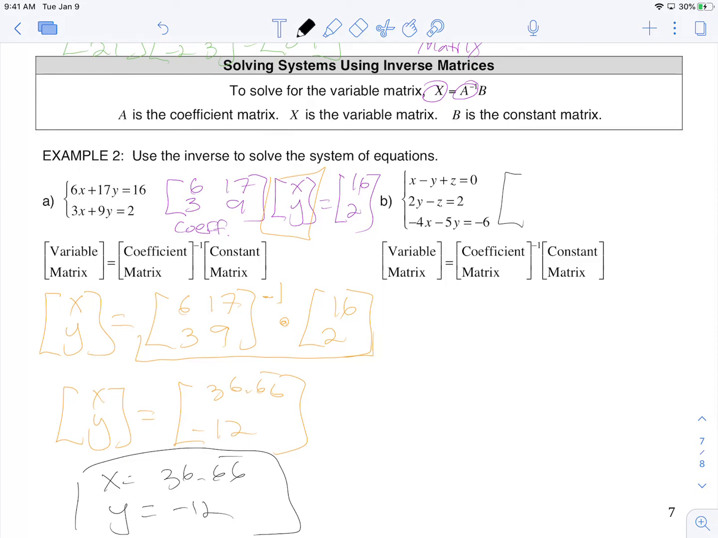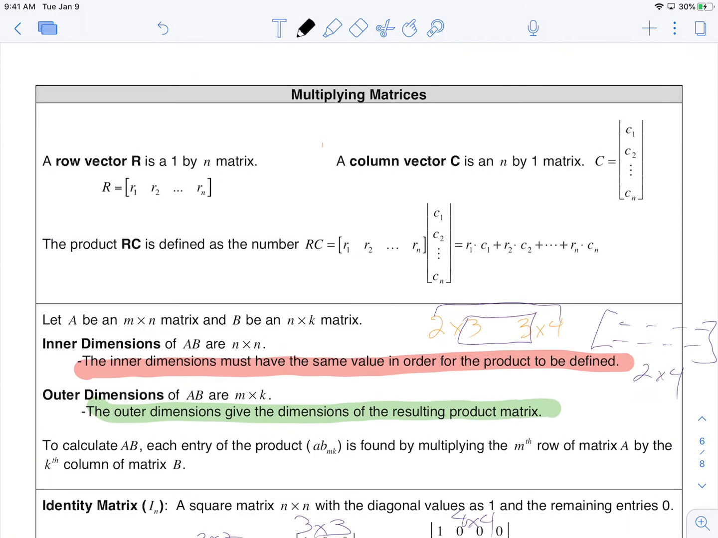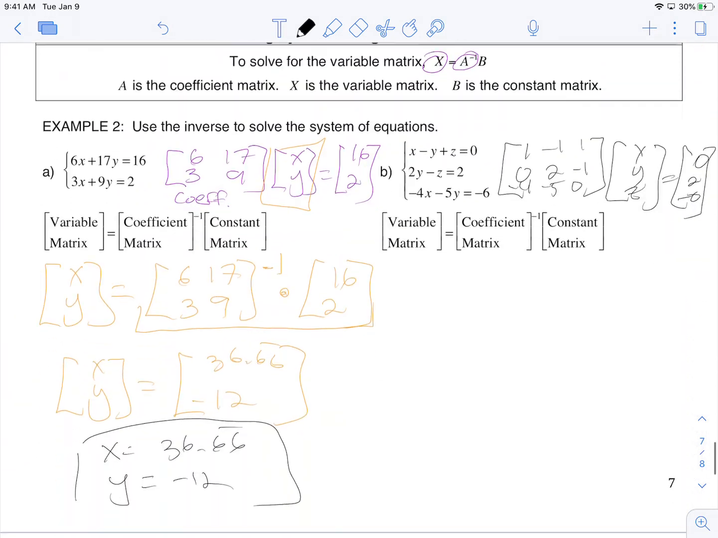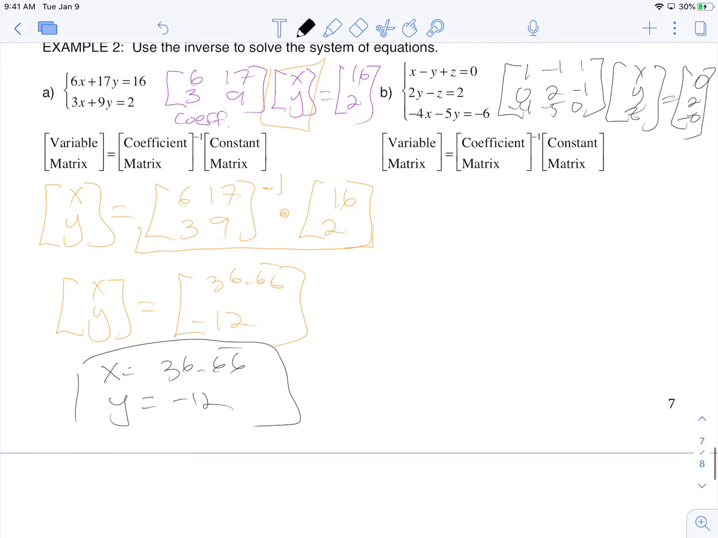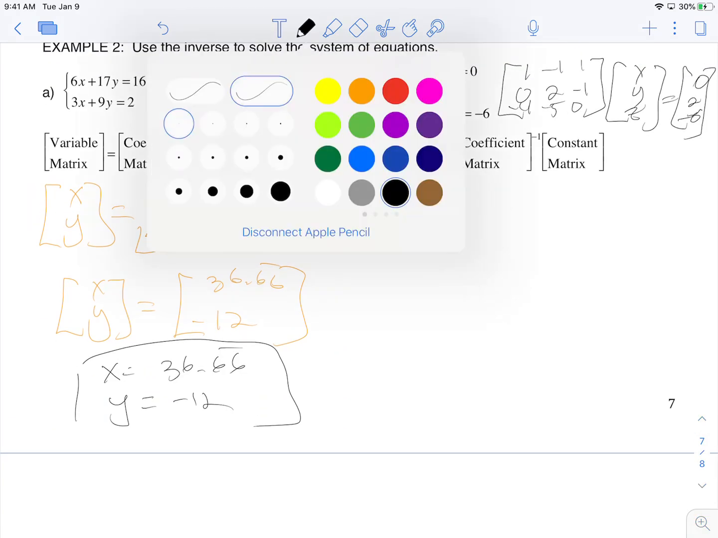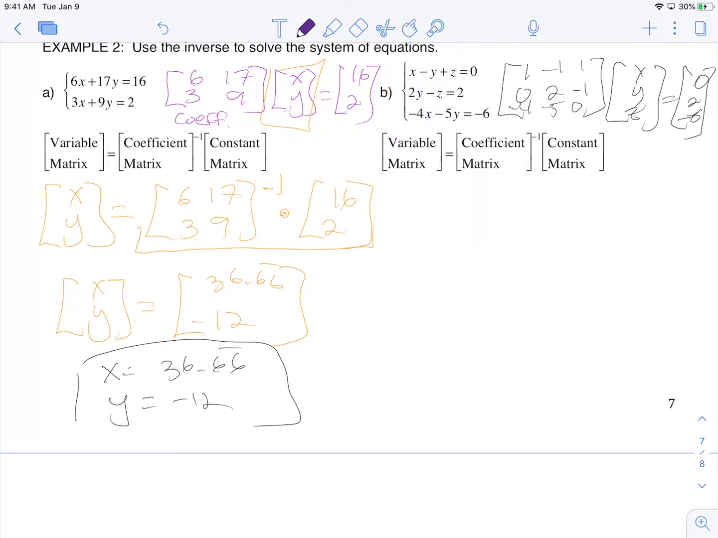So now all you're going to do is translate it: 1, negative 1, 1, 0, 2, negative 1, negative 4, negative 5, 0, and then x, y, z, and then 0, 2, negative 6. Oops. Okay, 0, 2, negative 6. Okay, all right. And now we just make our transition here.